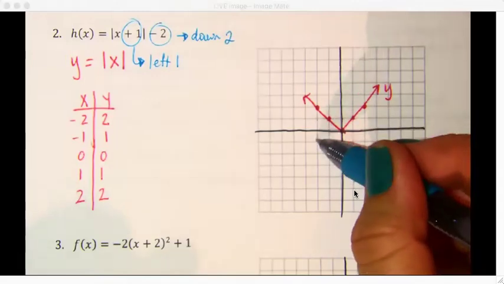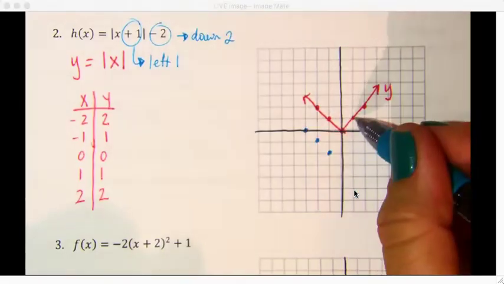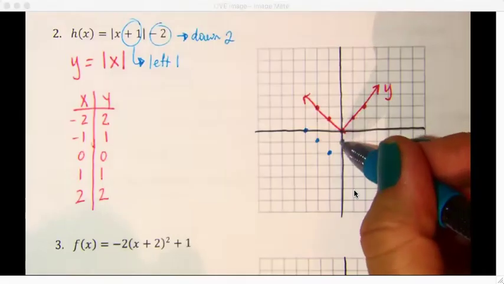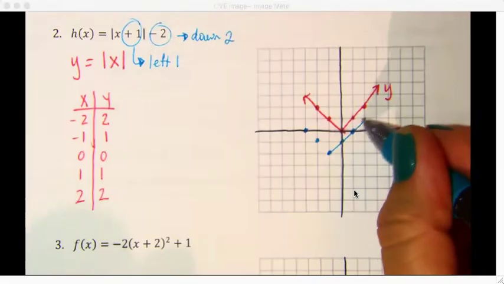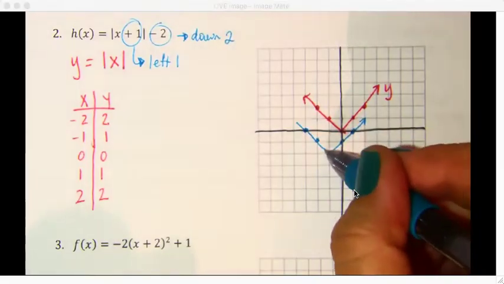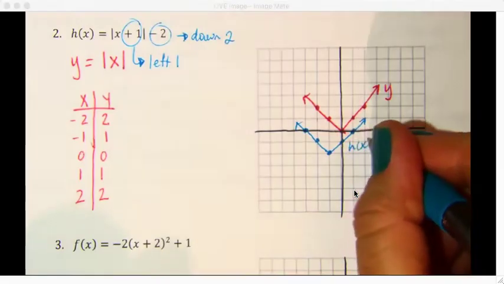Left 1 and down 2, for each of the points. And we can see that shifted graph. And that is h of x.